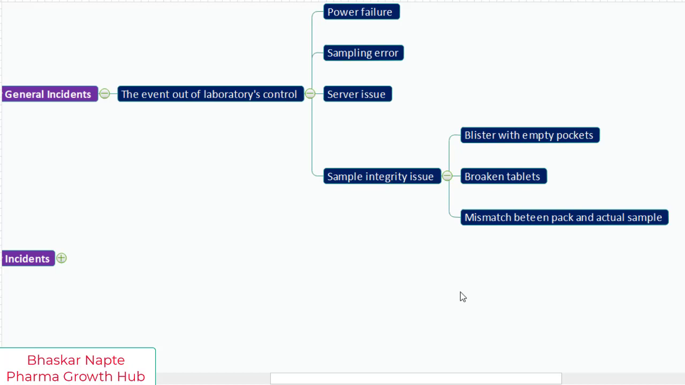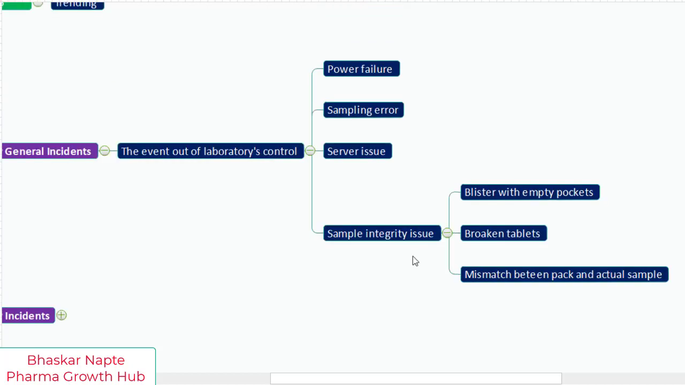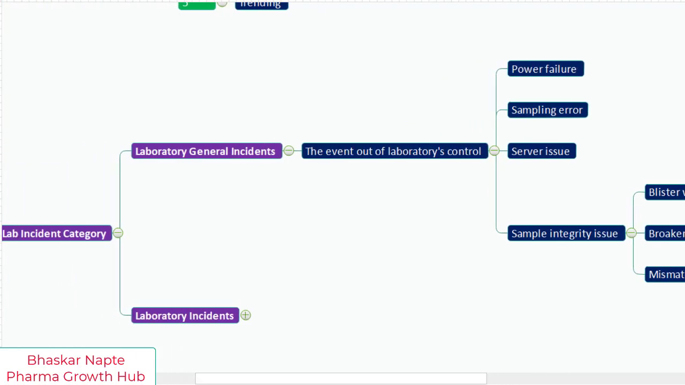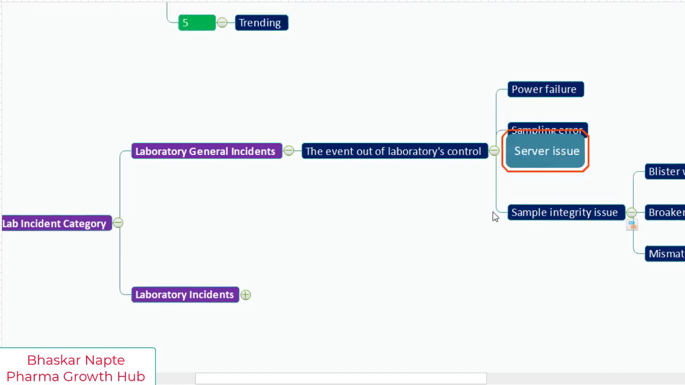But if you look at all these events like power failure, sampling error, server issue, sampling integrity issues, they are not in direct control of the lab. There can be other such examples also. So those incidences need to be investigated in close vicinity with the respective department. It can be with, let us say, the engineering department for the power failure, QA or manufacturing for sampling error, or maybe the IT department for server issues.